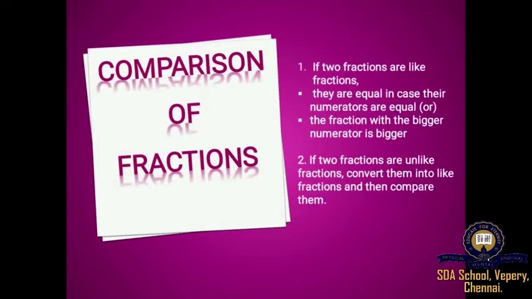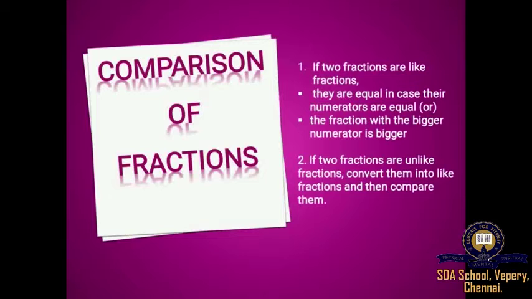Comparison of fractions. If the two fractions are like fractions, what are like fractions? Yes, in like fractions, the denominator will be equal. So, we can find the greater and the smaller fraction by the following conditions. They are equal in case the numerators are equal, or the fraction with the bigger numerator will be the greater fraction.